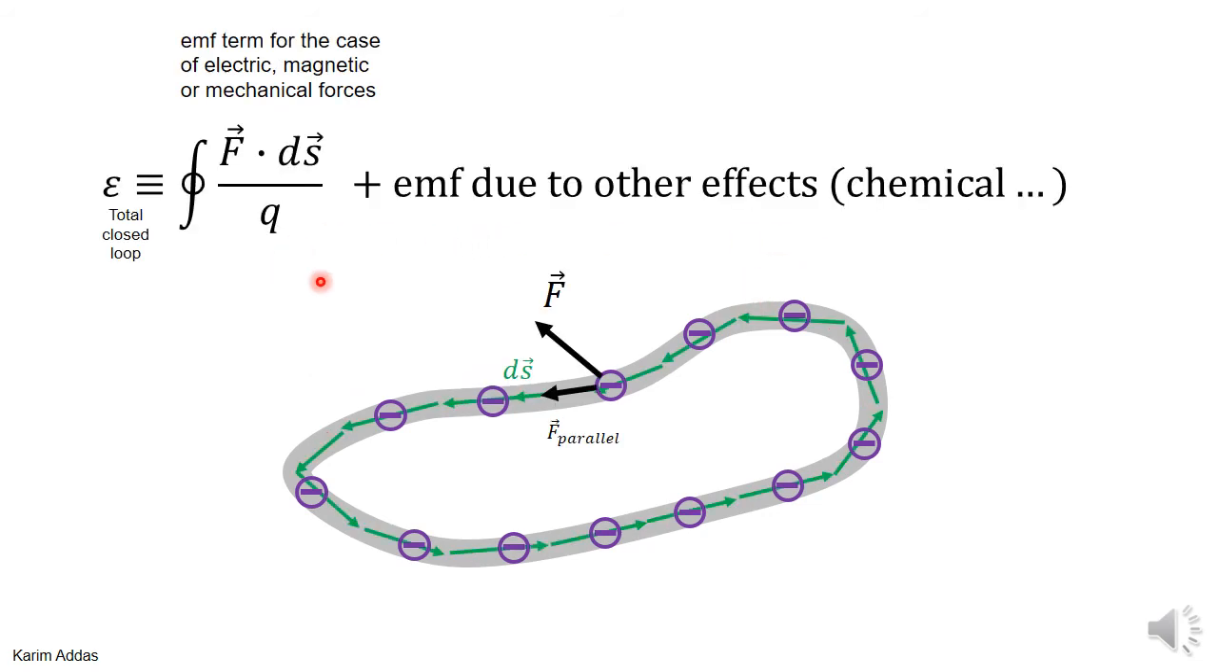Okay, so the EMF going around the closed loop, we can write it as the integration of F dot ds over q, the work per unit charge. This term is useful when you're talking about electric or magnetic or mechanical forces. But if you're talking about a battery and other things like that, you have to include the EMF due to those things separately. But you can't talk in that case about a particular force. But you can find a way to write down the EMF due to those other things like the battery and any other kind of source of EMF.